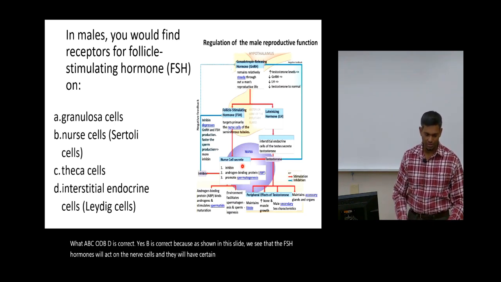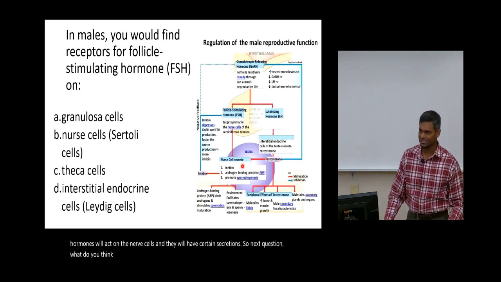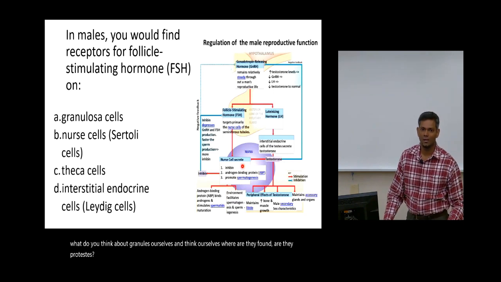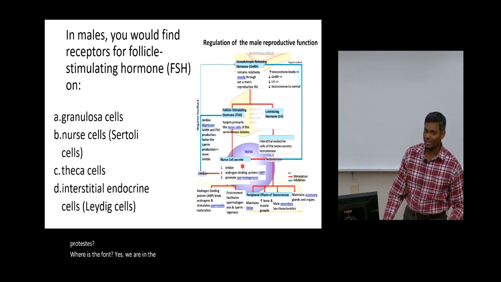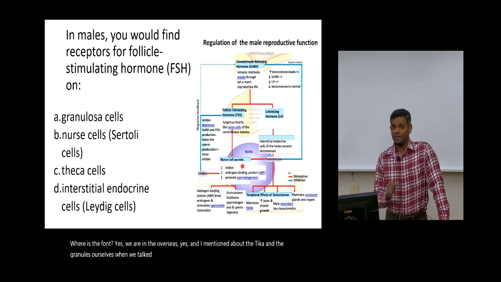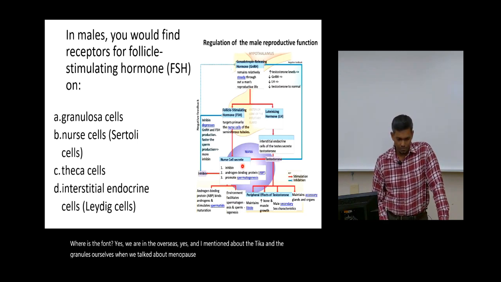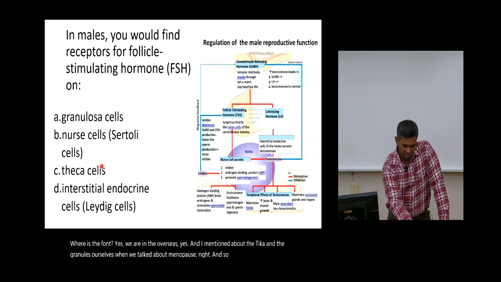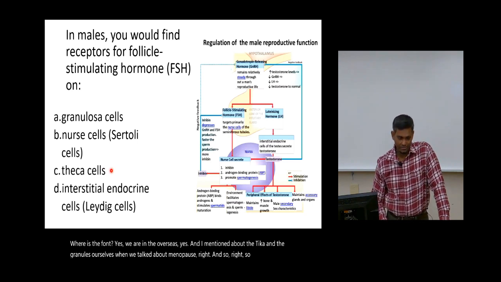So next question, what do you think about granulosa cells and theca cells? Where are they found? Are they also in the testes? Where are they found? Yes? They are in the ovaries, yes. And I mentioned about the theca and the granulosa cells when we talked about menopause, right? And so, right. So granulosa cells and theca cells are in the ovaries.